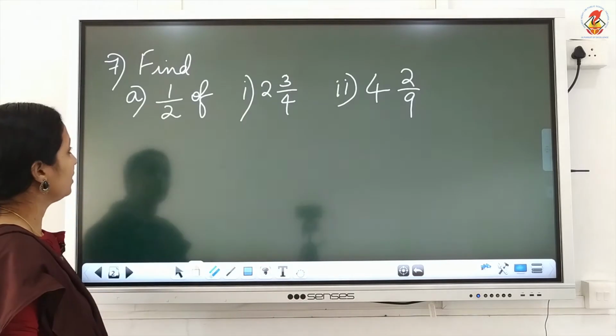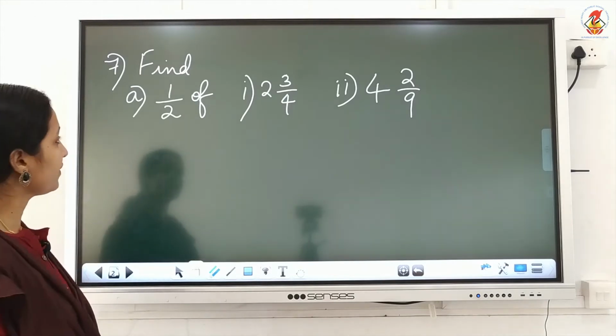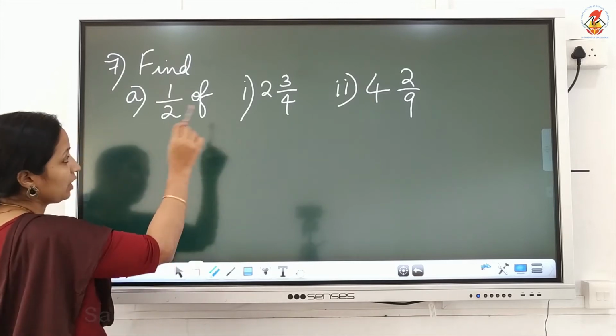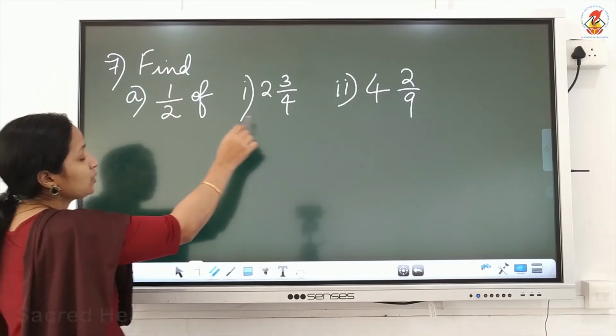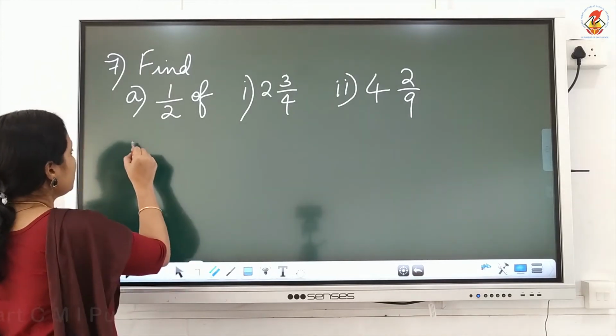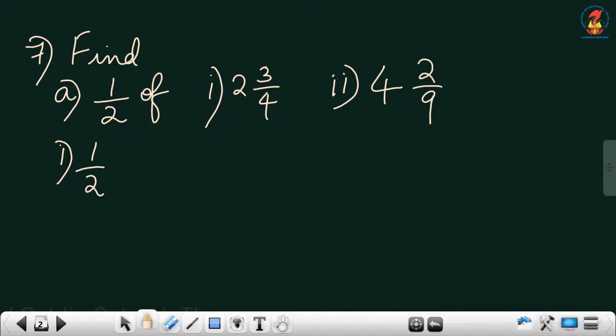Okay. Now 7th question. What is the 7th question? Find 1 by 2 of 2 3 by 4 and 1 by 2 of 4 2 by 9. We already did this type of questions, is it? So what is the first step? 1 by 2 of 2 3 by 4 you have to find, 1 by 2 of 4 2 by 9 you have to find. So what is 1 by 2 of 2 3 by 4?